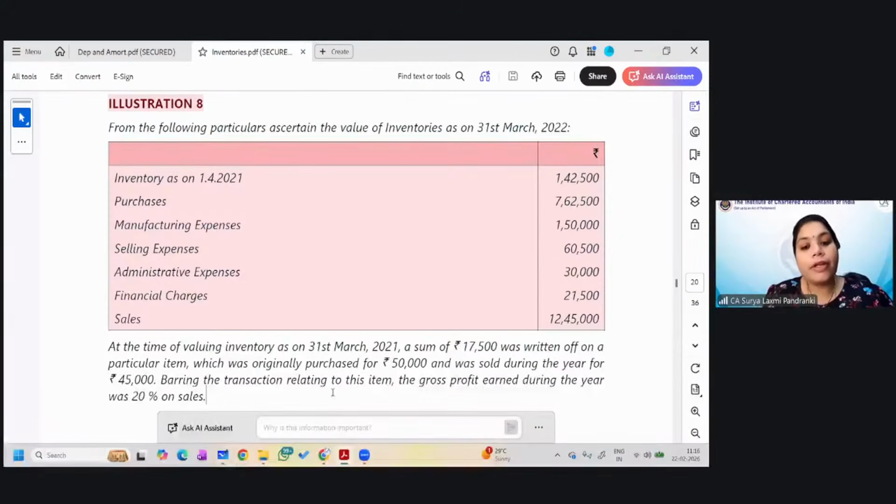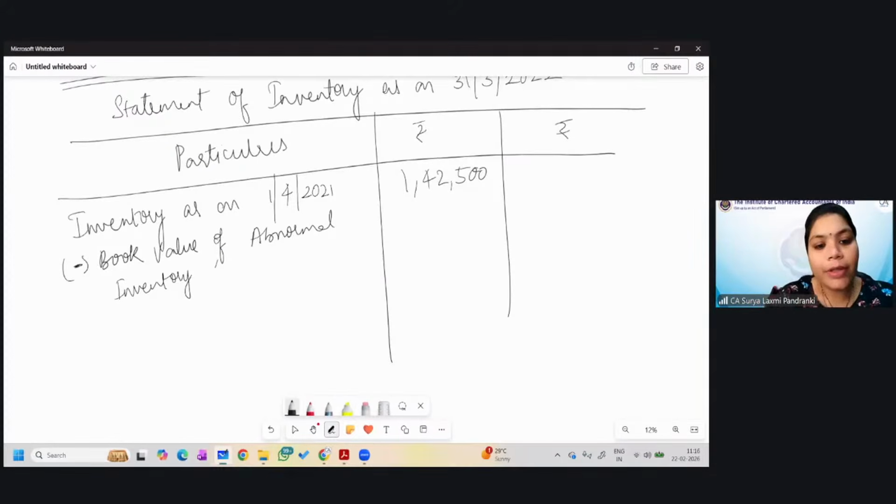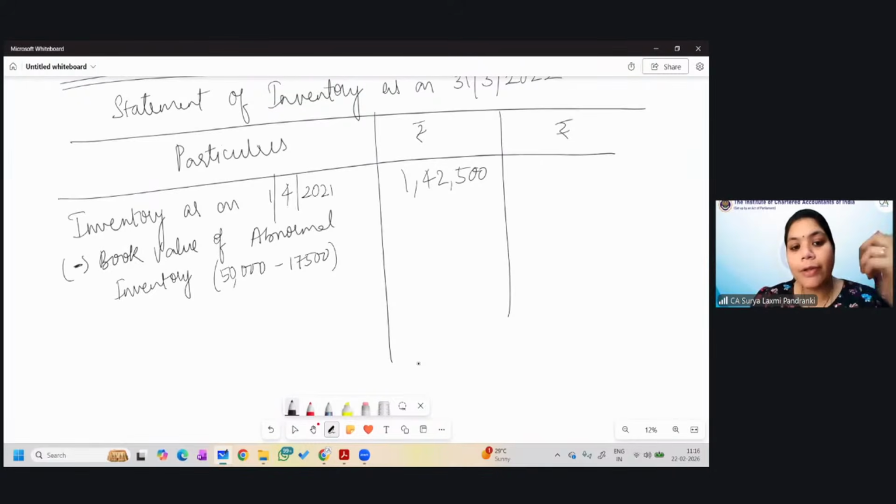What is the abnormal inventory here? They told that this is written off, and the actual purchase value is 50,000. So what is the value that you have to remove? 50,000 minus 17,500. Why are we removing 17,500? Because it was already written off, right? You don't have that value anymore in your books of accounts. Whatever value is existing in your books of accounts has to be removed. So it is 50,000 minus 17,500. What is the value? Just check the value.